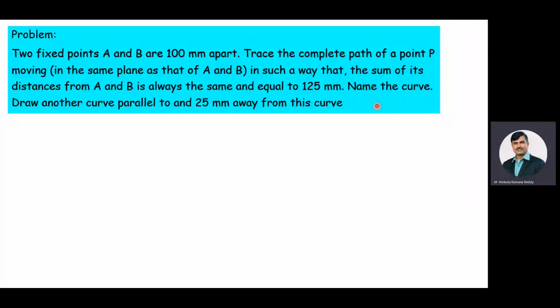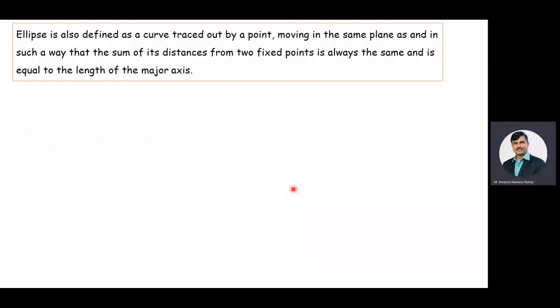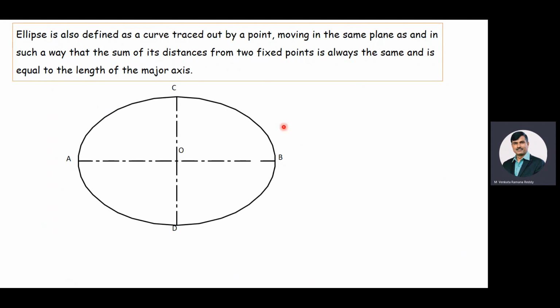Before writing the data related to the given problem, first we need to recollect the definition of the ellipse. The ellipse is defined as a curve traced out by a point moving in the plane in such a way that the sum of its distances from two fixed points is always the same and is equal to the length of the major axis. Now we will understand the definition of the ellipse with the help of a drawing. Here AB is the length of the major axis, CD is the length of the minor axis. This is the elliptical curve.